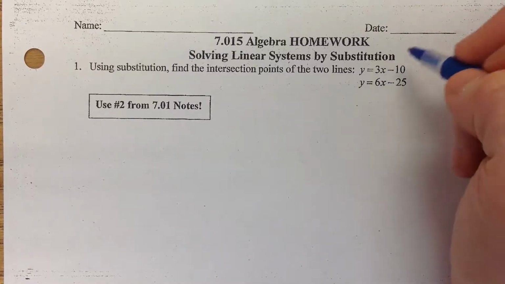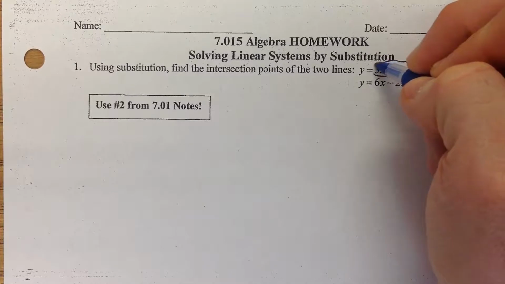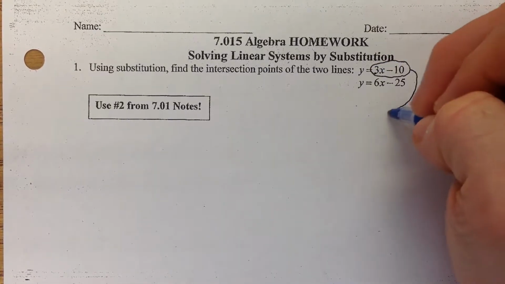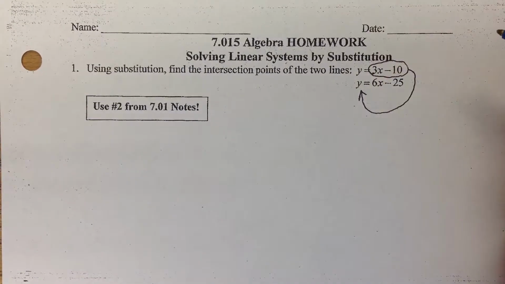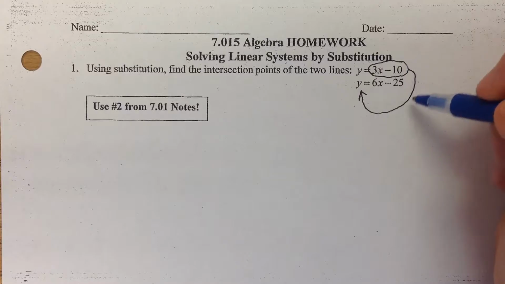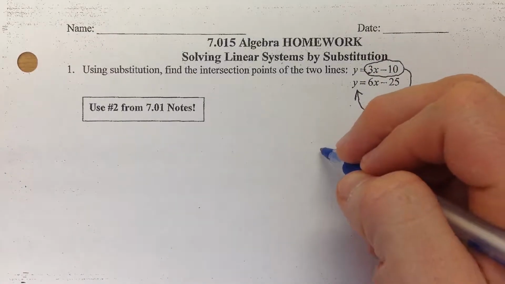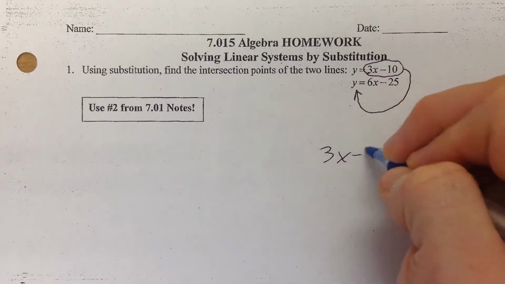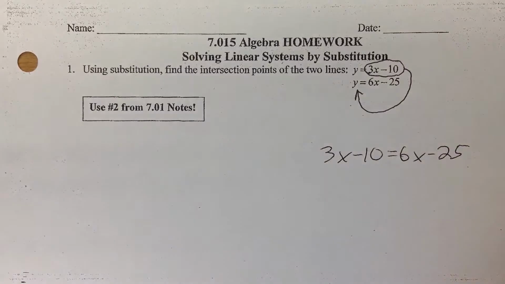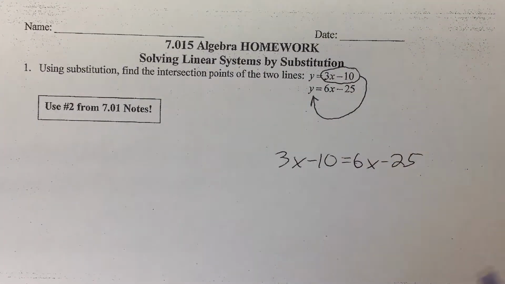But y equals 3x minus 10, so we're going to circle the 3x minus 10 because that's what the y is equal to. And then we're going to take it and substitute it down into our other equation. So y equals 3x minus 10, we circled 3x minus 10. That's what's going to go in this second equation. So now I have 3x minus 10 equals 6x minus 25. That's my combined equation when I make my substitution.